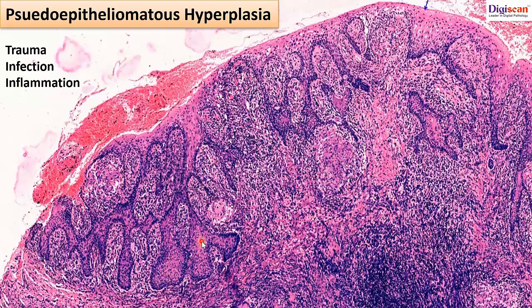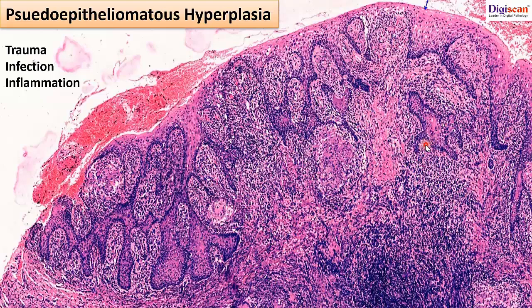They are mature cells. There is no significant atypia. And this condition is very tricky. It has to be differentiated from invasive malignancy, and that will depend upon the degree of the cellular atypia we see in the epithelium. Now, where do we find pseudoepitheliomatous hyperplasia?